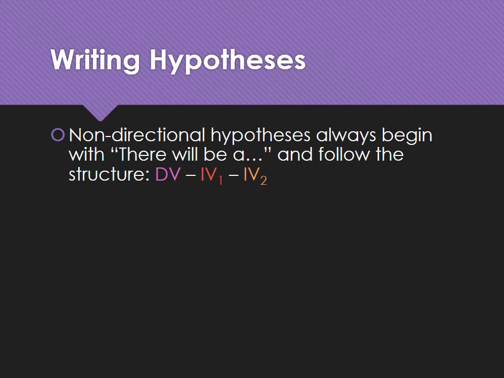So nice and straightforward. Our non-directional hypotheses, again, they always begin with "there will be a". Then it's either a difference in an experiment, or a correlation or association if it's a correlational study, etc. And they always follow the structure of DV, IV, IV. It's the easiest way to write them by far.